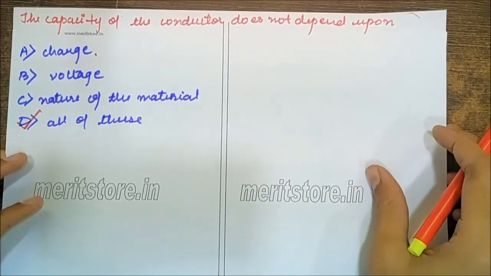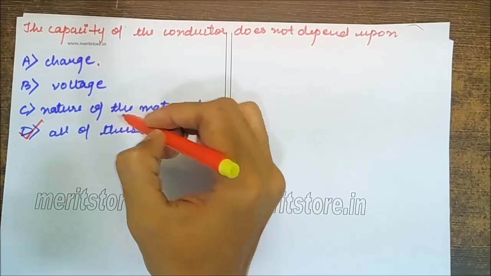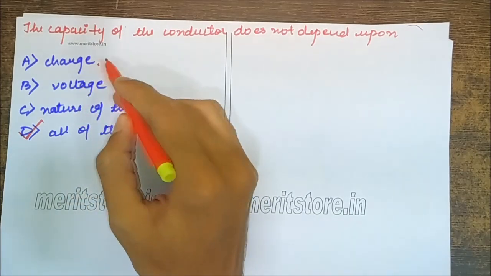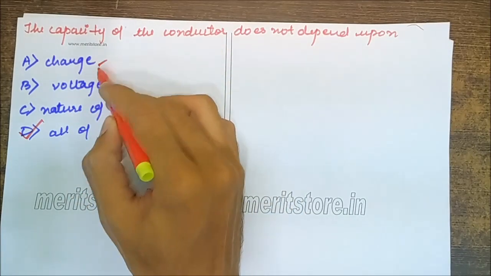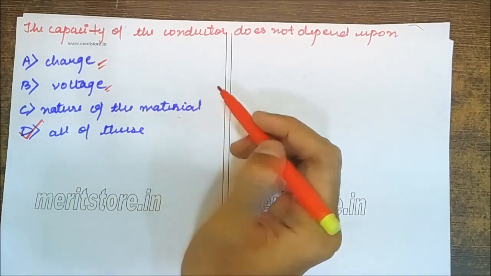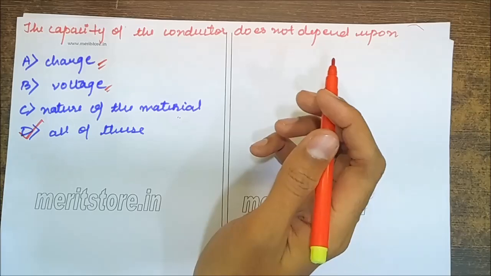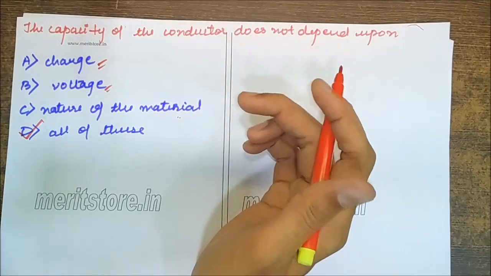Capacity of the conductor does not depend upon charge, voltage, nature of the material, all of this. The answer is all of this, whereas the capacity of the conductor does not depend on the charge, not on the voltage, not on the nature of the material. It depends upon the cross section area of the conductor or the current capacity of the conductor.